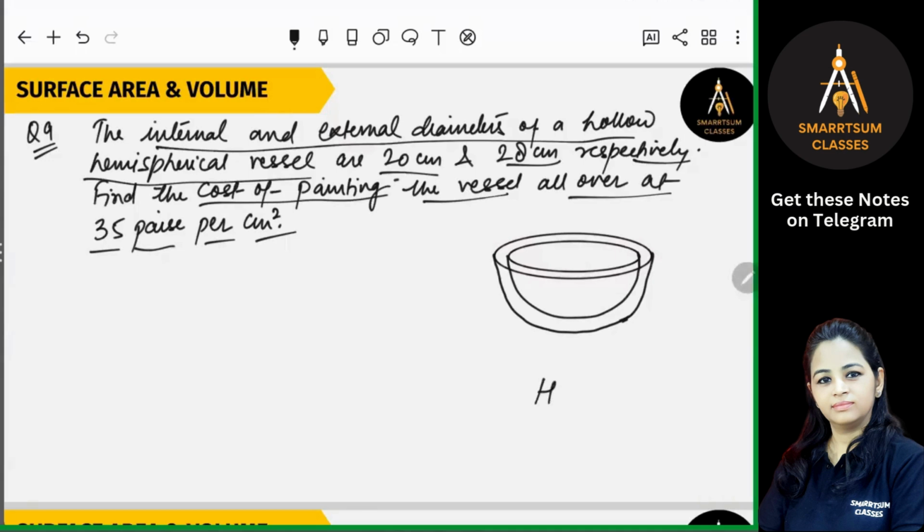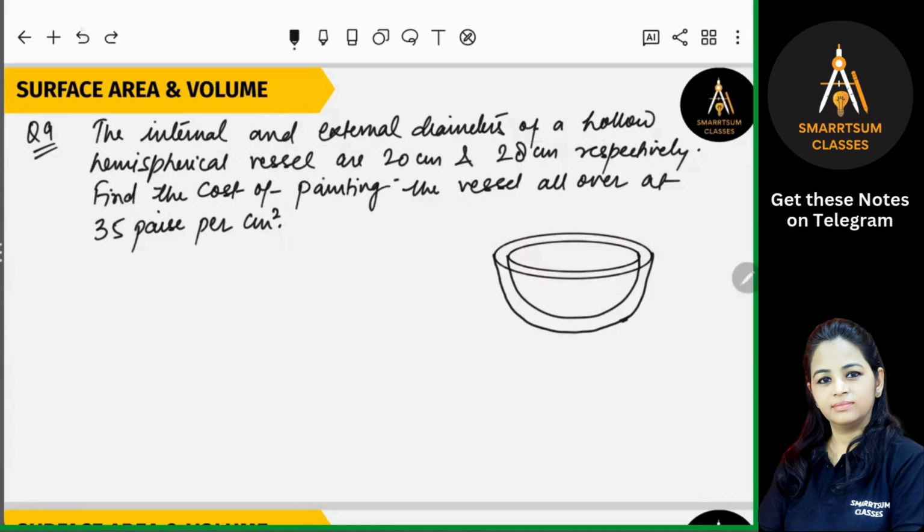So this is a hemispherical vessel. This is a hemisphere, which is hollow. As you can see, this is hollow in between. And now the diameters are given, the internal and external diameters are given here. That means, if I draw here, external and internal diameter are given. That is 20 centimeter and 28 centimeter.